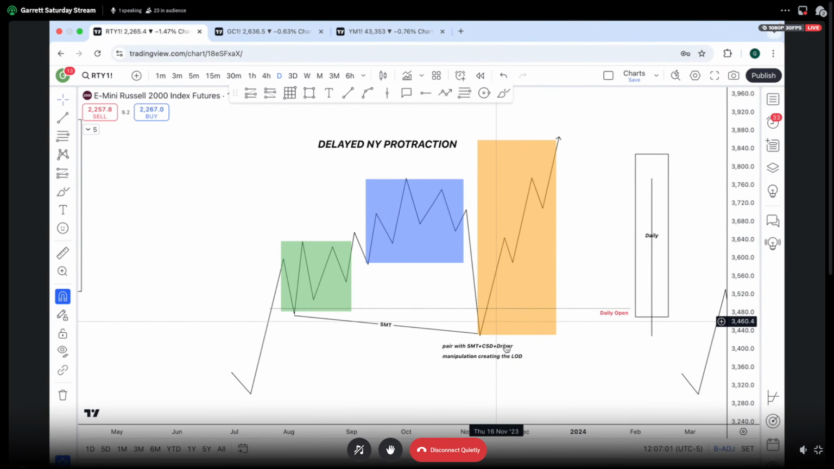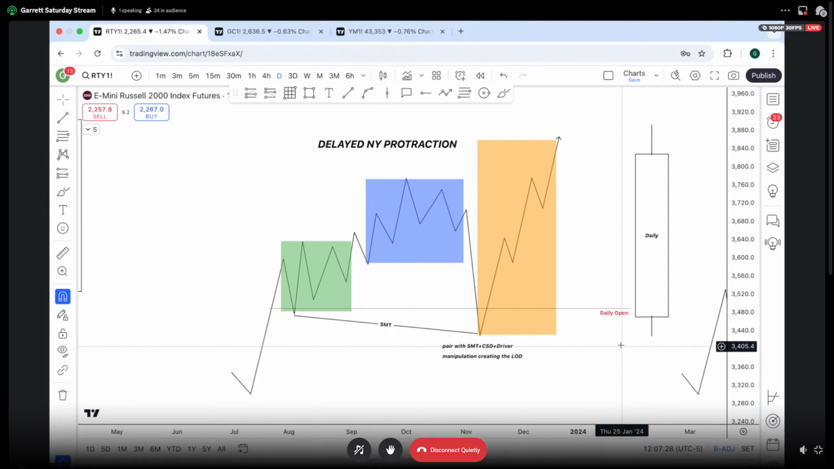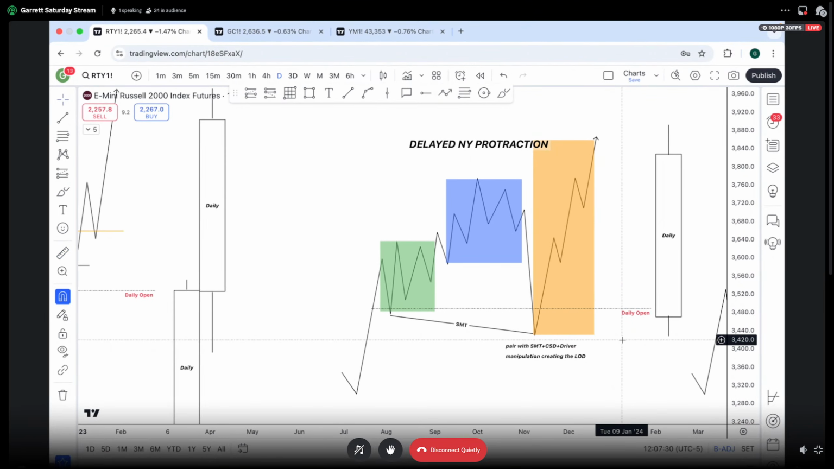So the key thing here is this manipulation needs to happen at a relevant time where we can manipulate but also expand, right? If this manipulation happens at like 12 p.m., that's totally irrelevant, totally an invalidation, right? If this happens at 9:30, that's good, right? Or 8:30, it manipulates, and then 9:30 expands, right? That's what we want to see. And again, pair it with the volatility driver, SMT, CSD. So pretty simple stuff. Now we're going to get into some examples here.